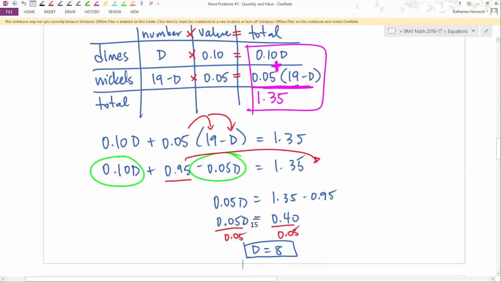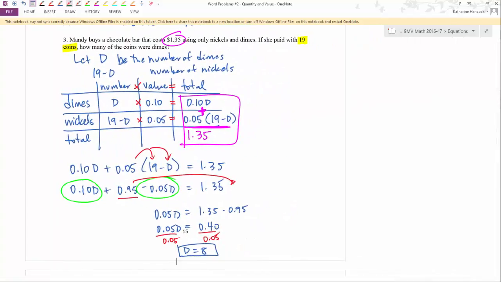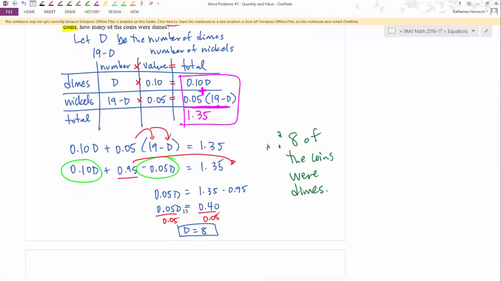And we look back. What did the question ask? How many of the coins were dimes? Well, we solved for that. Therefore, 8 of the coins were dimes. So again, if you have any questions, email me, but try first going back, hitting pause, writing out the table, doing it yourself. But we're doing the same thing over and over again.